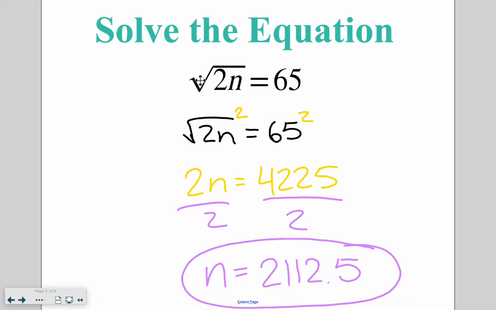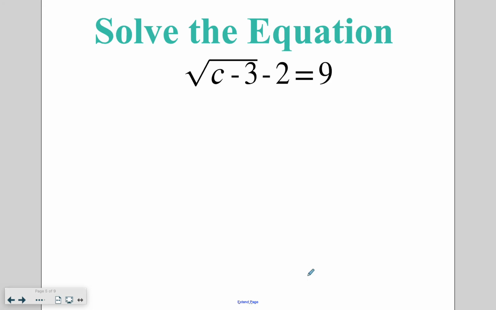So when I start this one, the square root is already isolated, so I'm going to square both sides to start, and that's going to give me 2n is equal to 4,225. Dividing both sides by 2 to get rid of that and isolate the variable, I get 2,112.5.